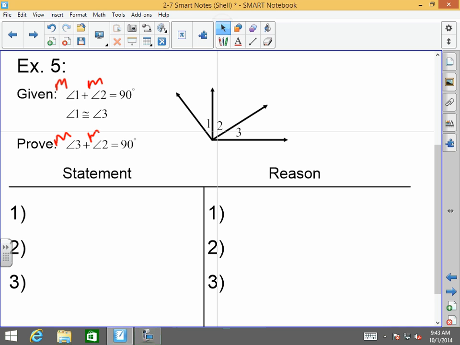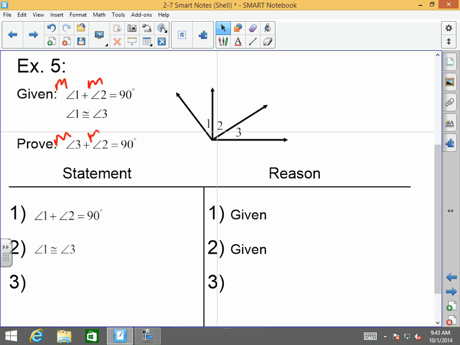So statement 1, of course, as always, is our given. The measure of angle 1 plus the measure of angle 2 equals 90. That's given. Okay? Next. Angle 1 is congruent to angle 3. Given. Awesome. What's my answer? How do I prove that the measure of angle 3 plus the measure of angle 2 is 90 degrees?